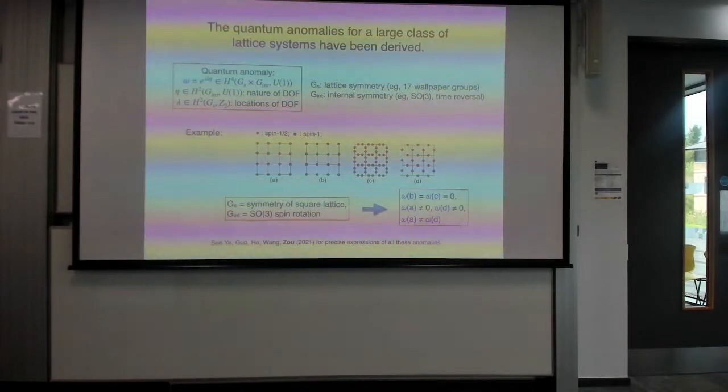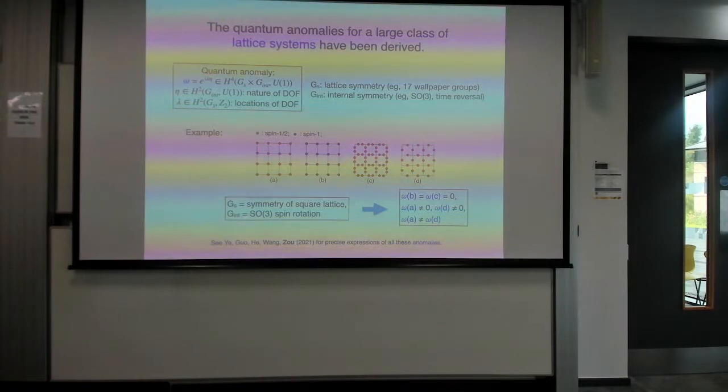I'm skipping ahead, let me go slower. So you see, this expression factorizes into a few pieces: this eta and this lambda. This eta tells us the nature of the degrees of freedom, and lambda tells us about the locations of the degrees of freedom. So the bottom line is that all three important robust symmetry-related properties of quantum materials can be compactly encoded in the quantum anomaly, and we know the precise expressions for all cases.